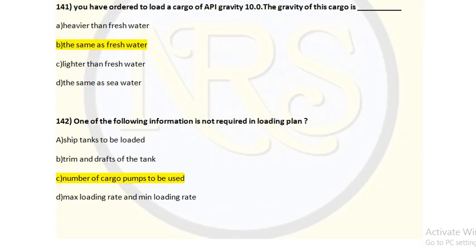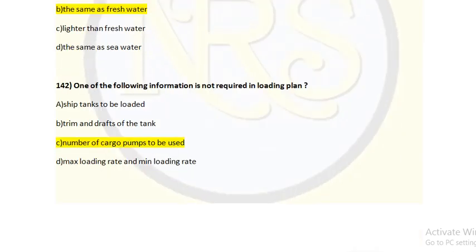Question number 142. One of the following information is not required in the loading plan. Option A, the ship tank to be loaded. Option B, trim and draft of the tank. Option C, number of cargo pumps to be used. Option D, maximum loading rate and minimum loading rate. The correct answer is option C, number of cargo pumps to be used.